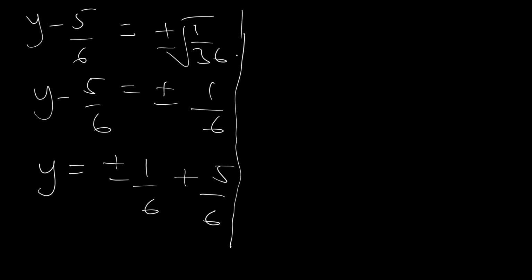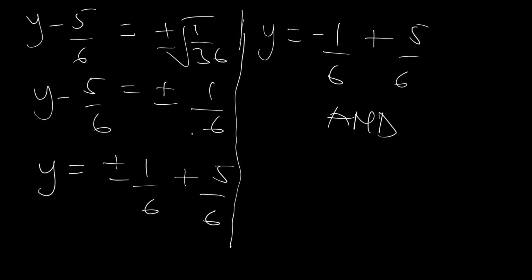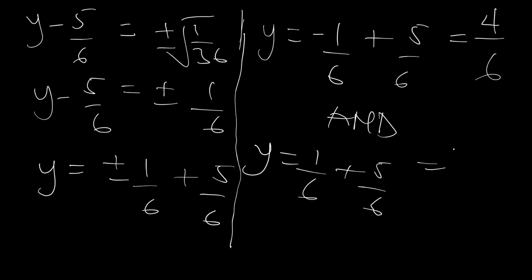Now our y will be equal to negative 1 over 6 plus 5 over 6, and y will be equal to 1 over 6 plus 5 over 6. Now negative 1 over 6 plus 5 over 6 should give us 4 over 6, and 1 over 6 plus 5 over 6 should also give us 1. And so our y would be equal to 0.67 and y will be equal to 1.